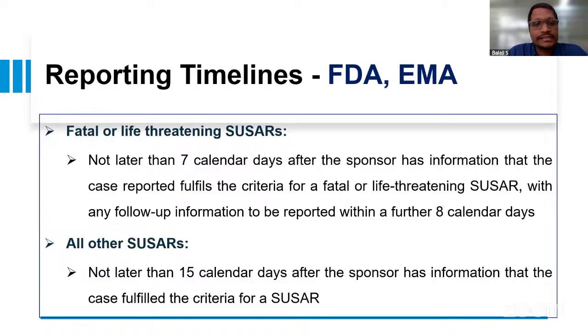So within 7 days, they should report it to the regulatory agencies, followed by follow-up information within a further 8 calendar days. And if the patient is still in the hospital and the seriousness criteria still apply, then every 8 days it is the responsibility of the sponsor to update the information to the regulatory authorities. In case of other suspected serious adverse reactions, it has to be reported no later than 15 calendar days after the sponsor has information about the reaction.